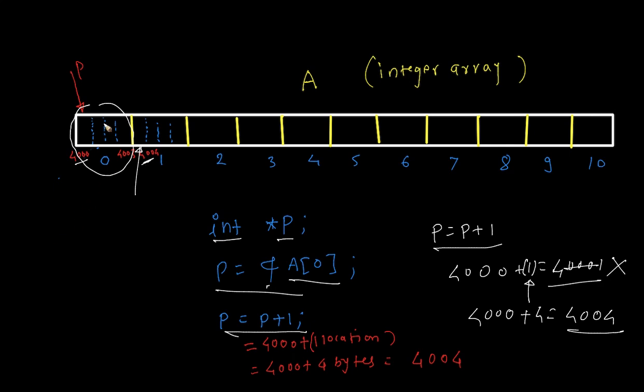Now if this location is, let's say, 8 bytes, and this is an array of doubles, then this location will be 8 bytes, and p is a double type pointer. If you increment p in that case, p will be incremented by 8 bytes, right? If you say p equal to p plus 1, p will be incremented by 8 bytes. So I hope you got the idea, right? This concept is very important, very useful.